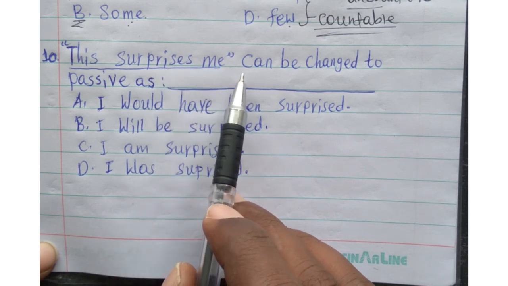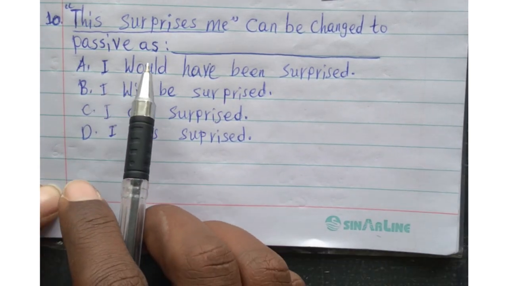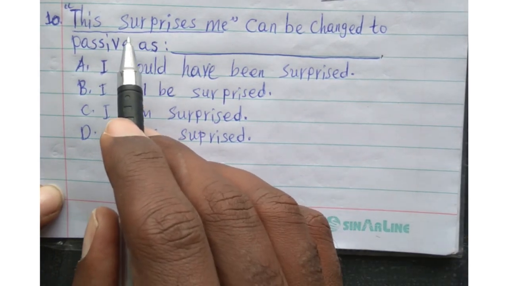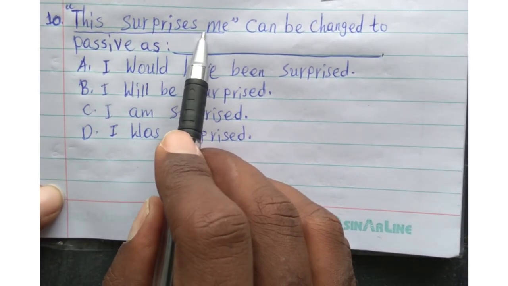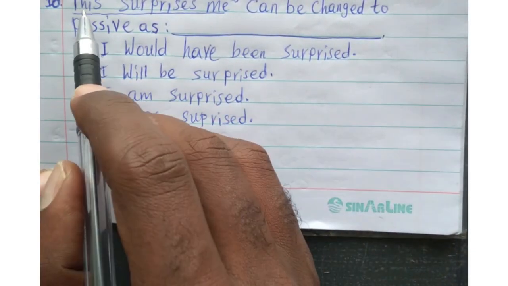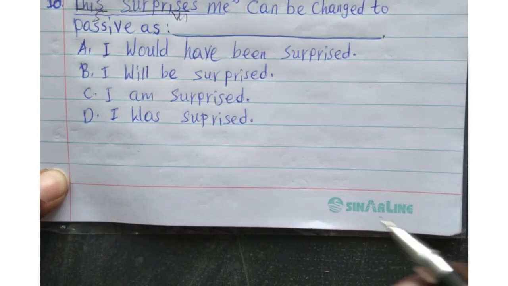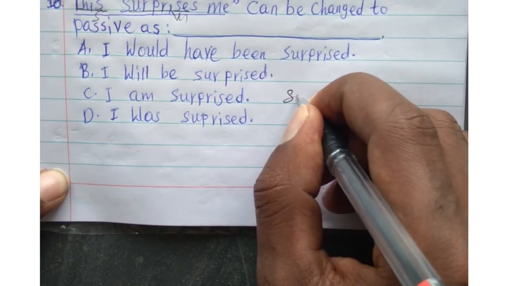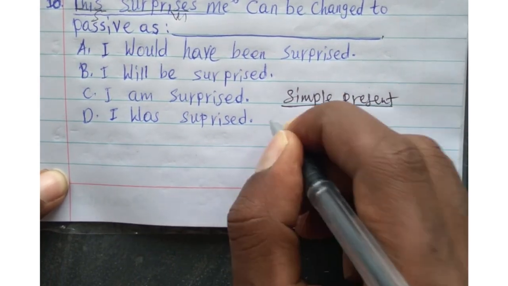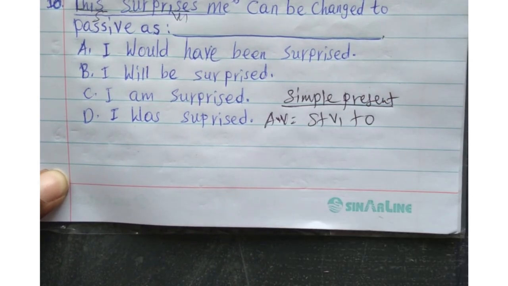This surprises me can be changed to the passive form as blank. So when you are changing one active sentence into passive, you have to know the structure. So in this case, the tense that is given is subject plus verb 1. So it is simple present tense. In simple present tense, the active voice has subject plus verb 1 plus object.